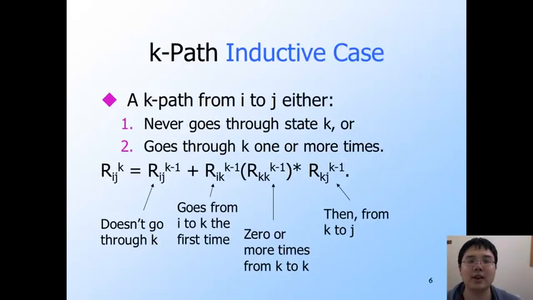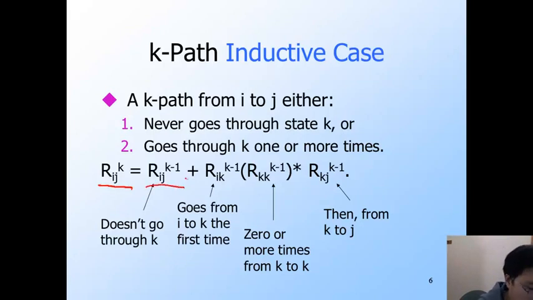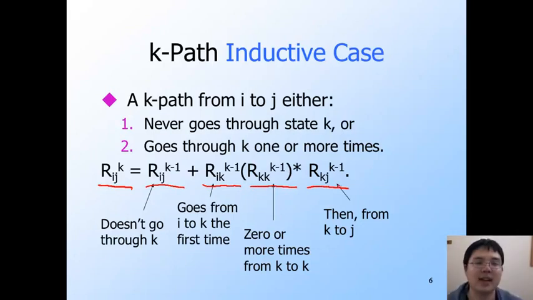In the lecture, we gave a way of computing Rijk, which is either via not going through state k or going through k 1 or more times. This gives us a formula. Rijk is Rij k minus 1, or Rik k minus 1, Rkk k minus 1 star, and Rkj k minus 1. Now let's take a closer look.